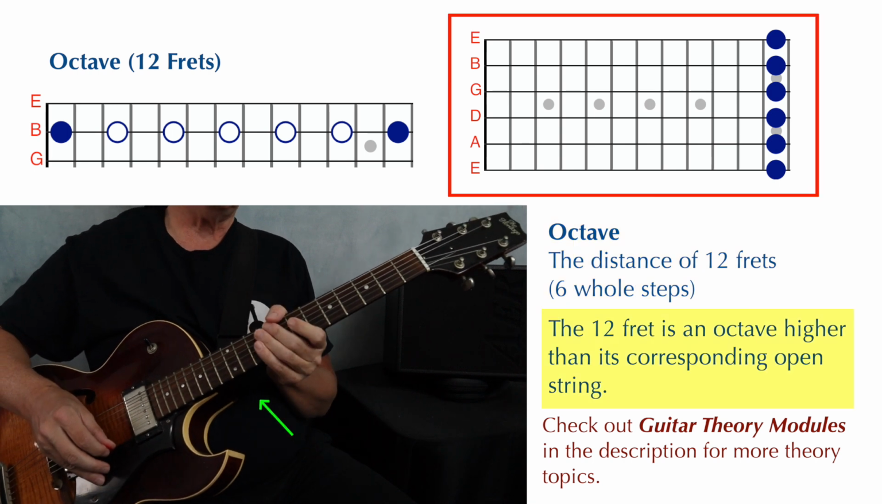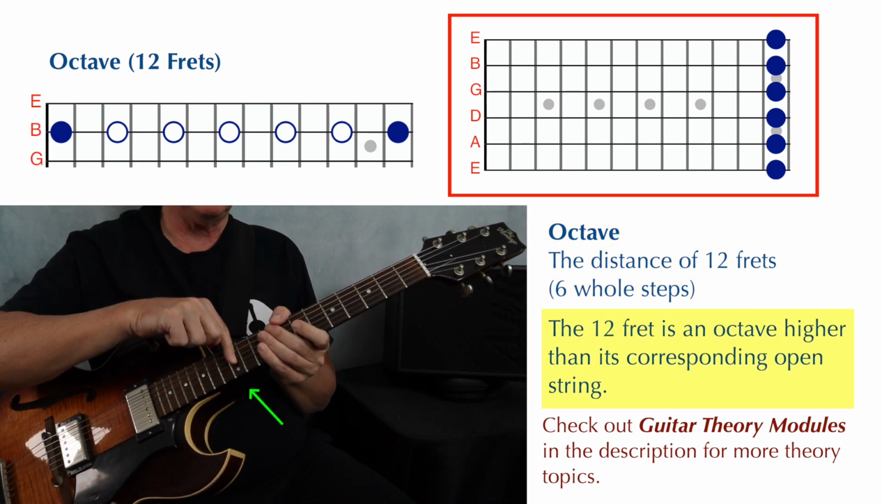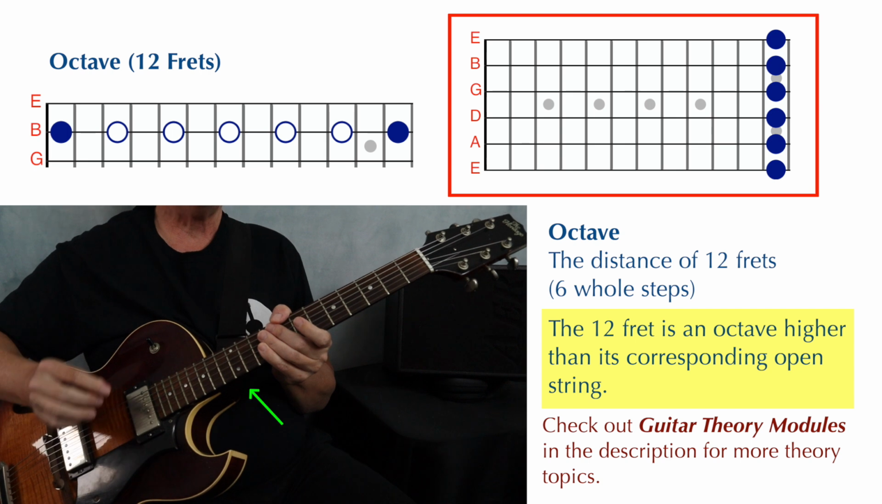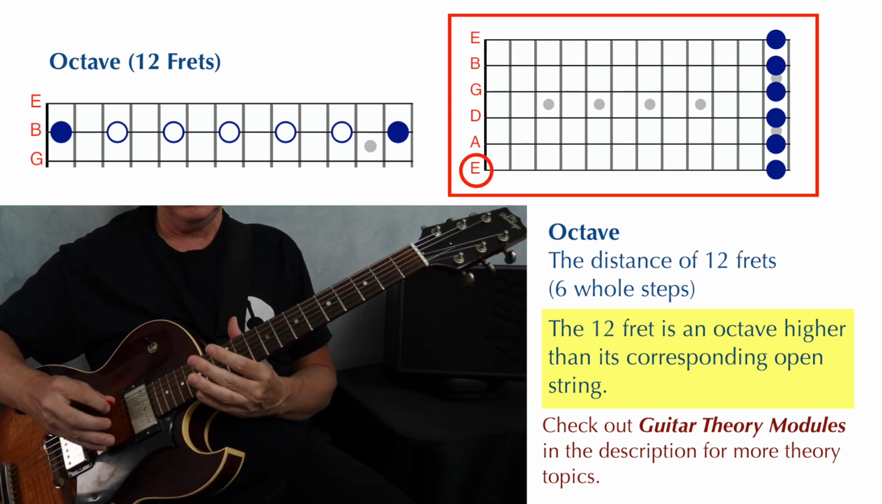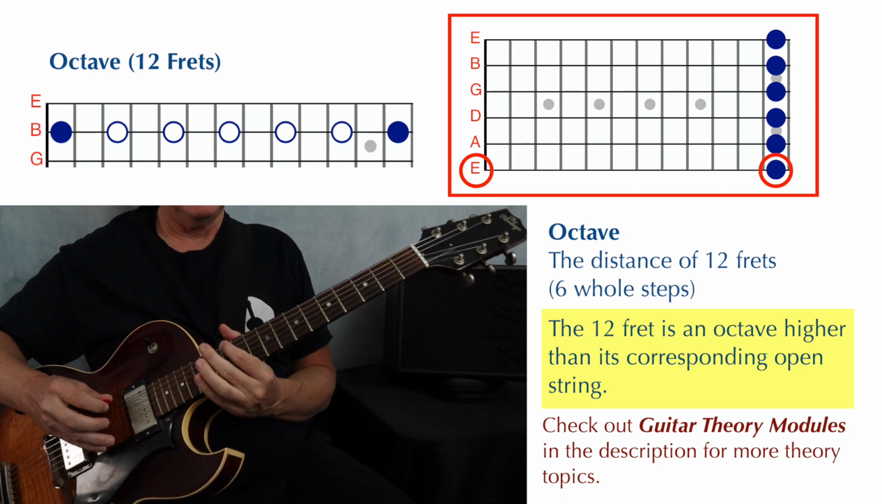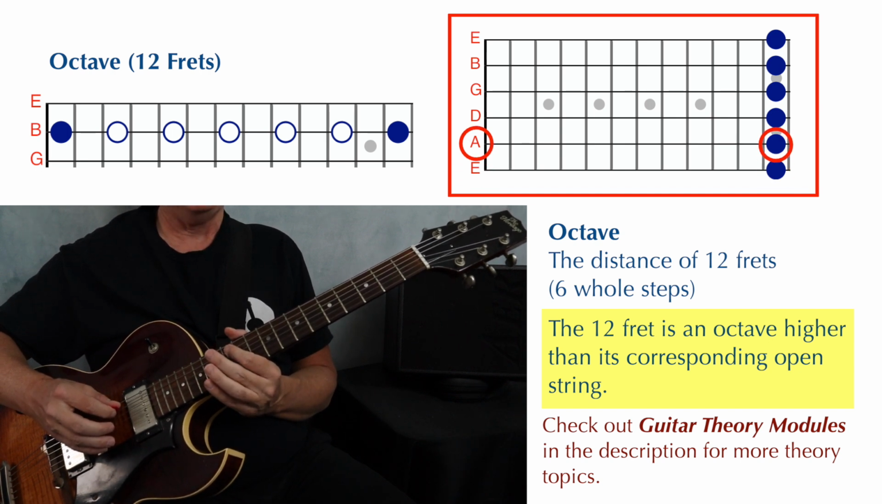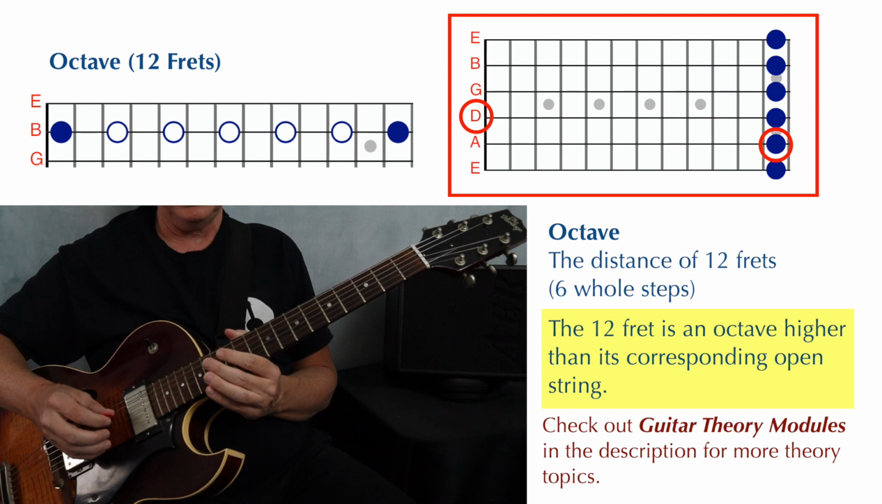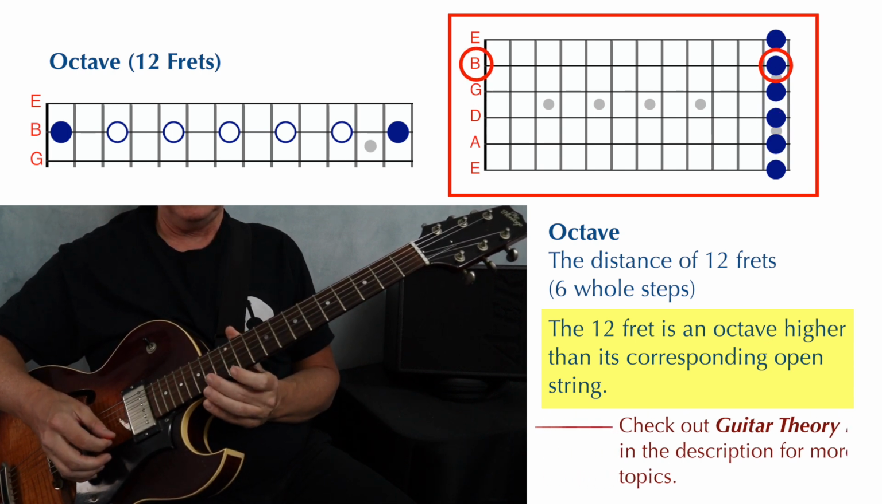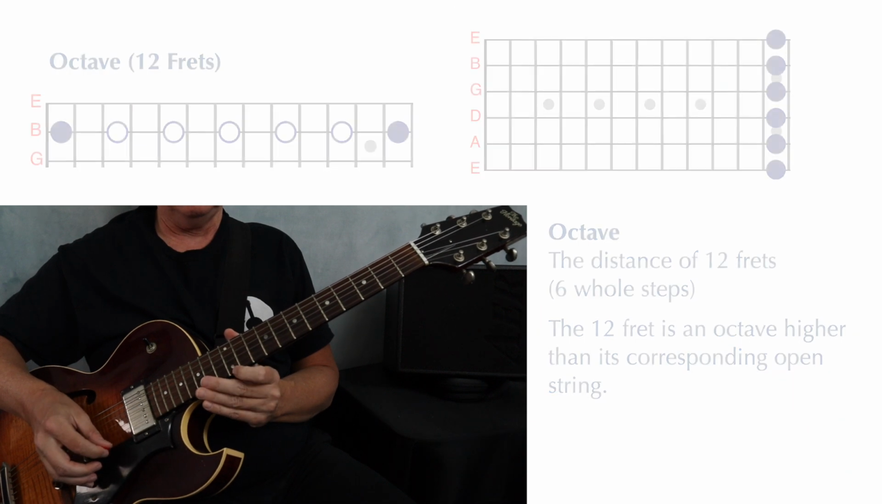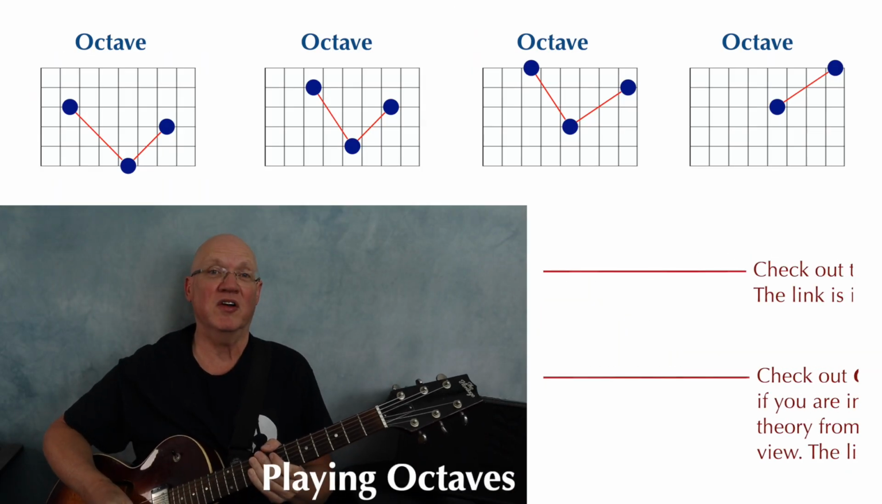And most guitars have double dot fret markers at the 12th fret, and that 12th fret is an octave higher than its corresponding open string. So E, E an octave higher. A an octave higher. D, G, B, and E again. And here's how you can play octaves on the guitar.